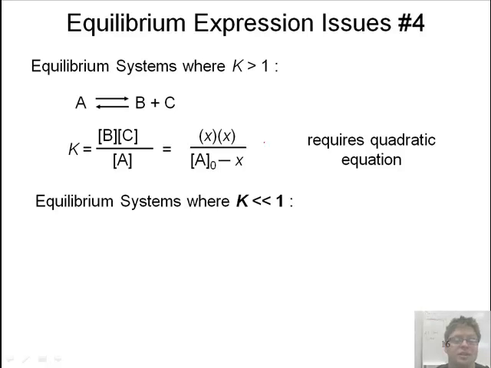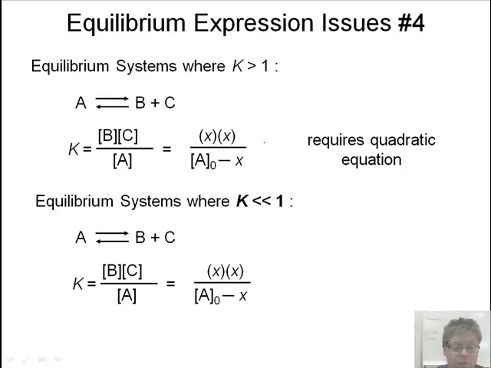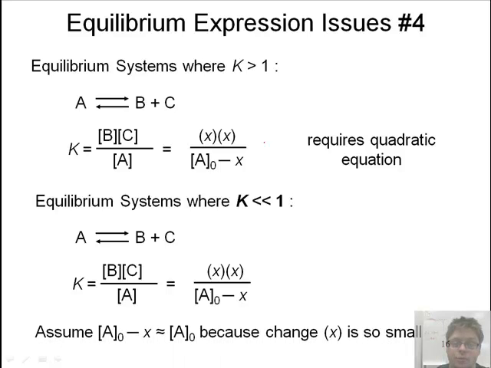When K is much, much less than 1, you have a system where you can assume that the initial concentration of A minus x is going to equal the initial concentration of A, because x is very small. If K is much greater than 1, this favors the products, so the products are going to be larger. If K is less than 1, it means the reactant is larger, not due to the x, but due to the A sub 0.